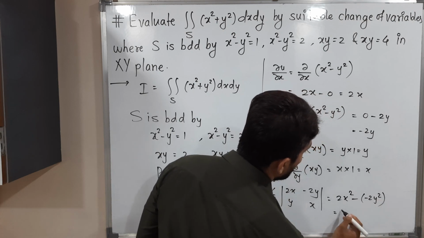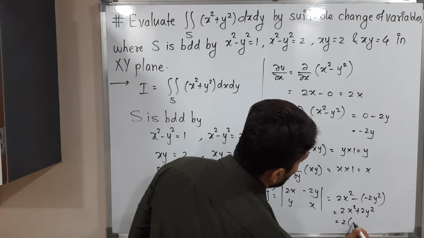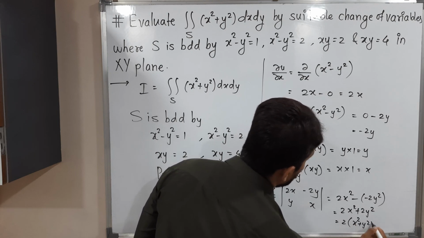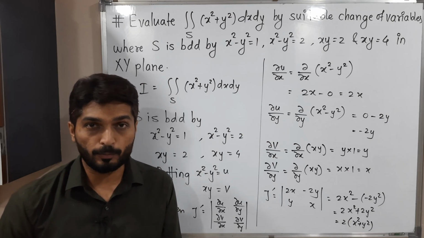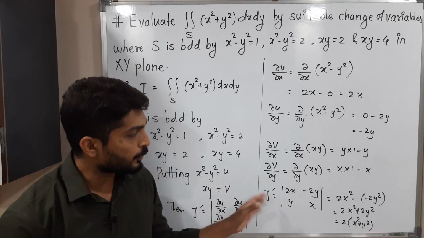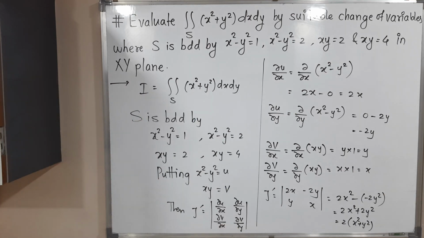Minus minus plus 2x square plus 2y square. Definitely we can take 2 common, so x square plus y square. So this is the value of z dash. Okay, so actually our target is to find z, the Jacobian. But see, z is the reciprocal of this, so let us find it. Just make a screenshot of it, then we will go further.